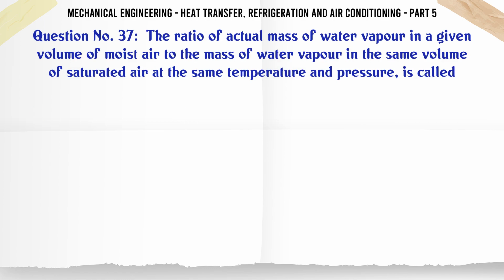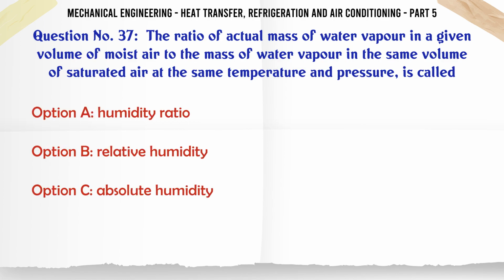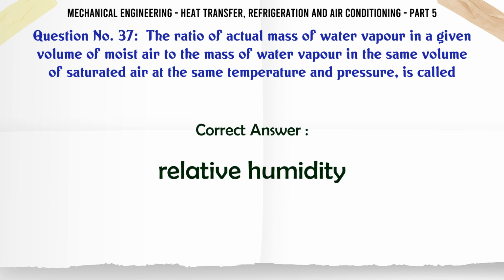The ratio of actual mass of water vapor in a given volume of moist air to the mass of water vapor in the same volume of saturated air at the same temperature and pressure is called A. humidity ratio, B. relative humidity, C. absolute humidity, D. degree of saturation. The correct answer is relative humidity.